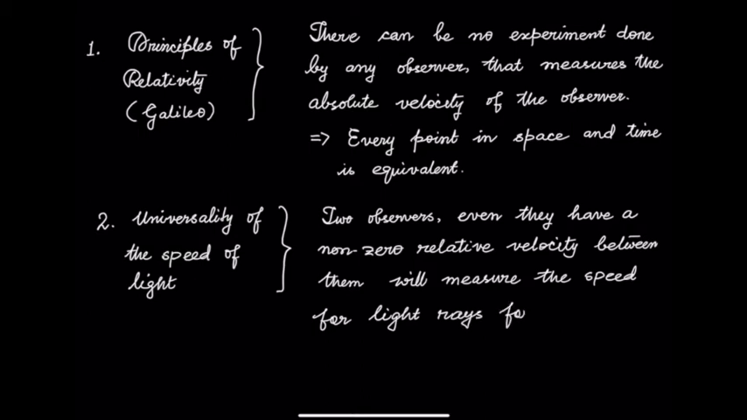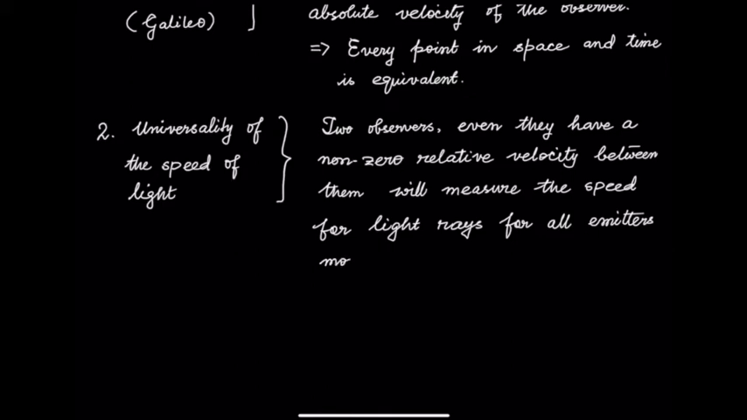Not only that, this is also true for all emitters of light rays moving with arbitrary velocity with them. It's a very strong postulate. It is telling you it doesn't matter what is the relative velocity of two observers. They're measuring the speed of light probably from two different sources. These sources are moving with any arbitrary velocity with these observers. Whatever they measure as the speed of the light, their measurements will always agree.